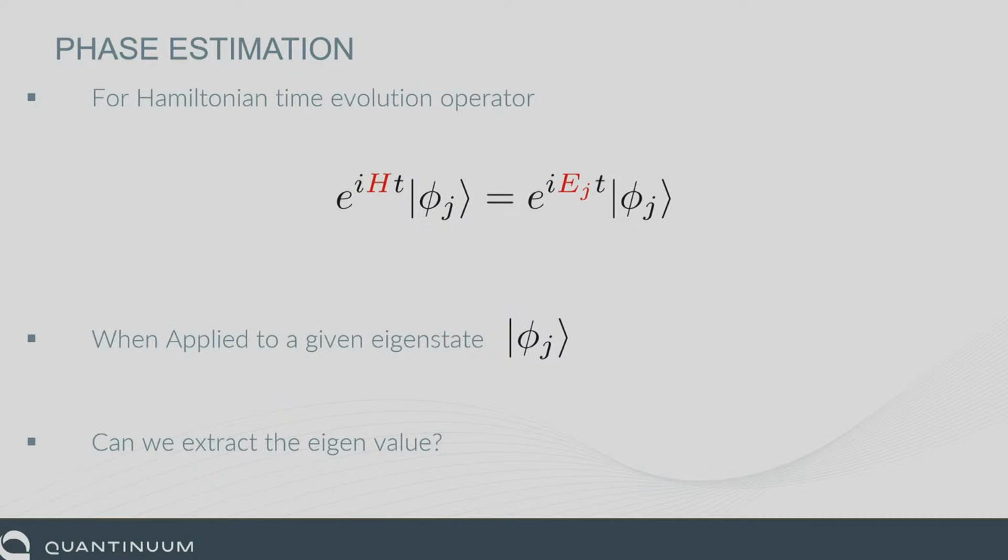We can then use this phase idea. If we have an eigenstate of the Hamiltonian and we apply e to the minus iHt to it, we get this object, which is like a phase, but the phase contains E_j times t. So the idea of phase estimation is, can we exploit this and get this out? Can we implement this and get this e to the i out? Again, this goes back to what I said before: phase estimation for quantum chemistry uses time evolution as its main primitive.